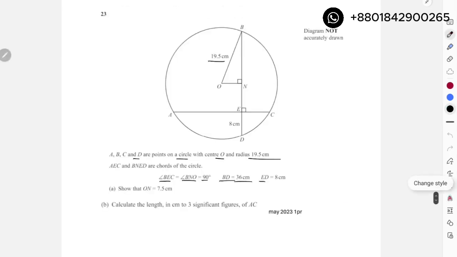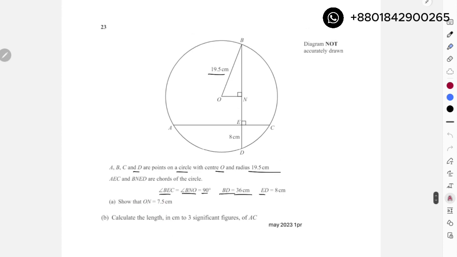Now in this question, they have given you that this is a circle with 4 points, and this is the radius BO 19.5, this is 90 degrees, ED is a straight line with 8 centimeters. We want to find out the length ON as 7.5. Okay, so this length we want to find out.